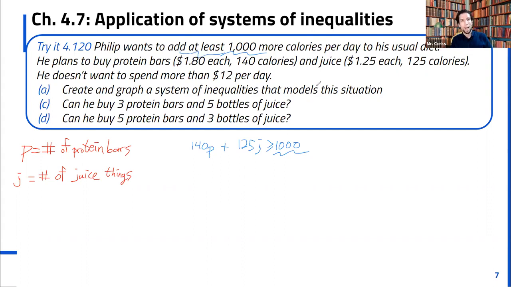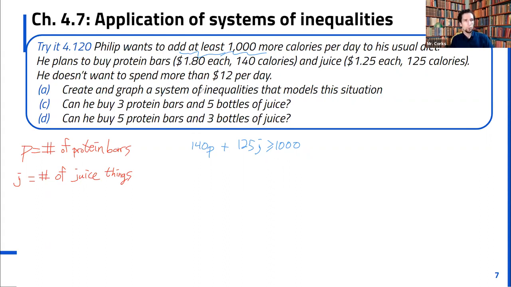And it's telling us at least. So just think, more than 1000, is that okay? Yes. Exactly 1000, is that okay? Yes. Less than 1000, is that okay? No, he wants to add at least 1000, because he's exercising or something. So less than that is not going to work. So greater than or equal is the right way to represent this.